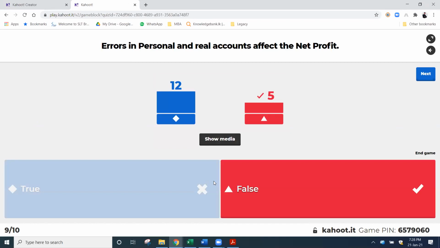False. Debtors account, creditors account, the asset accounts will not affect the profit. So what will affect the profit? Only income and expenses. So the answer is false. Real accounts and personal accounts do not affect the profits.